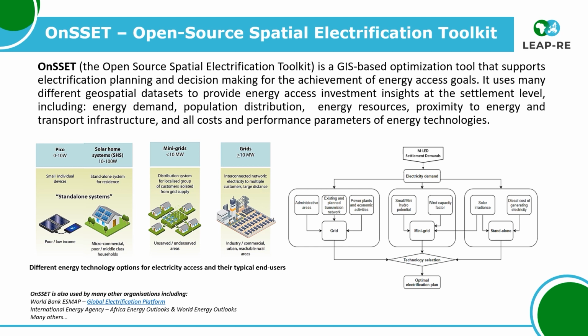Onset is a GIS-based optimization tool that supports electrification planning across countries and regions to determine and reach energy access goals. It combines and uses many different geospatial data sets, and at the settlement level can help to determine energy access solutions. It combines energy demand, population distribution, energy resources, proximity to energy and transport infrastructure, and all of the different cost and performance parameters of different energy technologies included, such as those of individual systems, mini-grids, grids, etc.